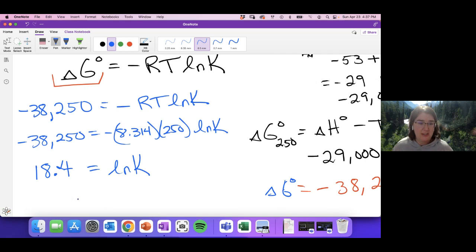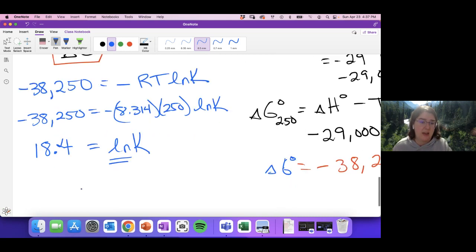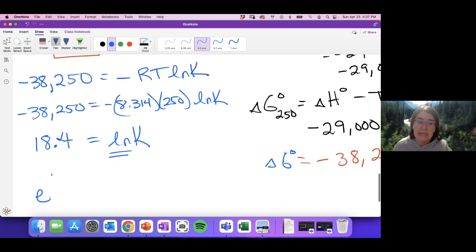When you are looking at your calculators, you should be able to find that right above the natural log button, this ln button is how you get out of the natural log. It's e. Notice that my negative signs went away. I have a positive 18.4. So this is going to be e to the positive 18.4 is equal to K. That should be pretty gosh darn big.